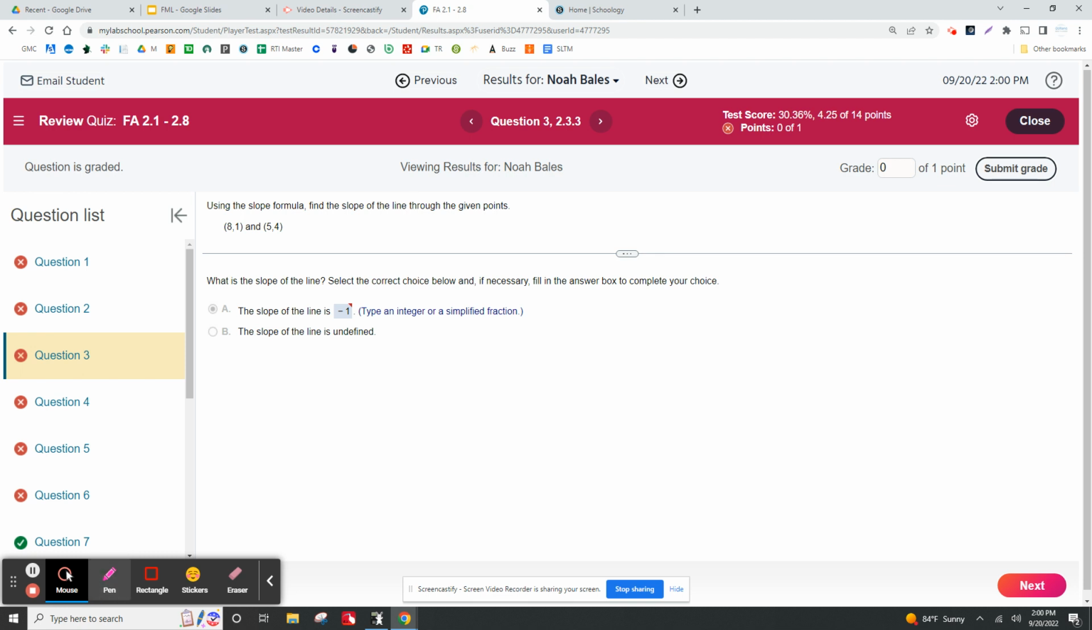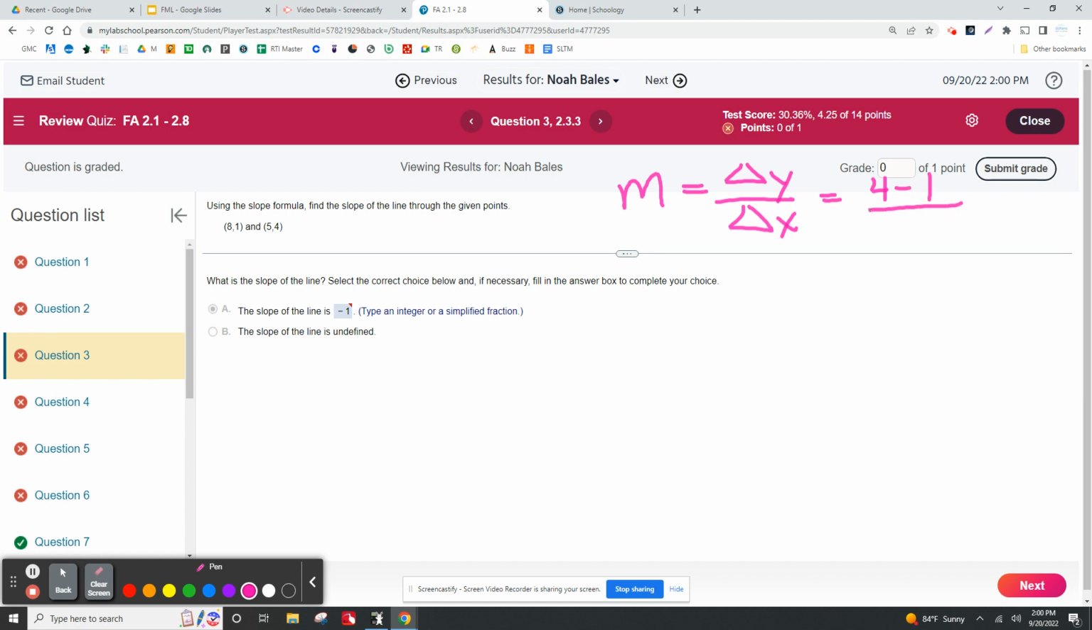Okay, so our slope equation is change in y over change in x. That's what delta means in engineering. It means change. So we find change in math by doing subtraction. The most common mistake here is to put your x's on top because they come first. I've done that a million times. 4 minus 1 is 3. 5 minus 8 is -3. 3 divided by -3 is -1. So far, so good.